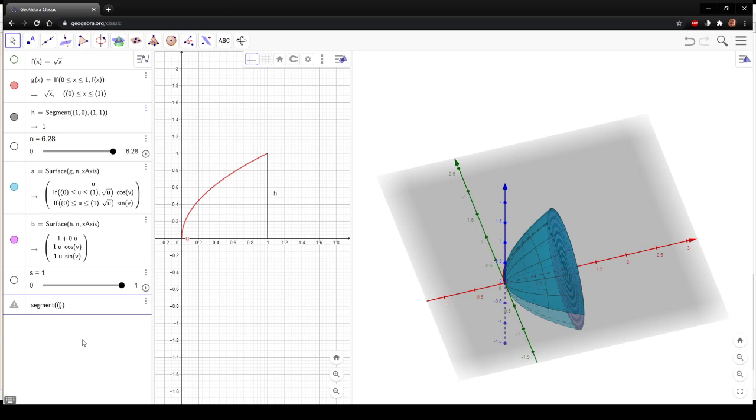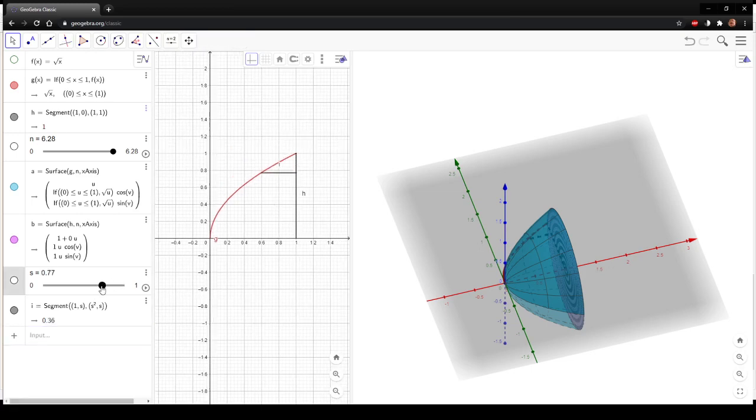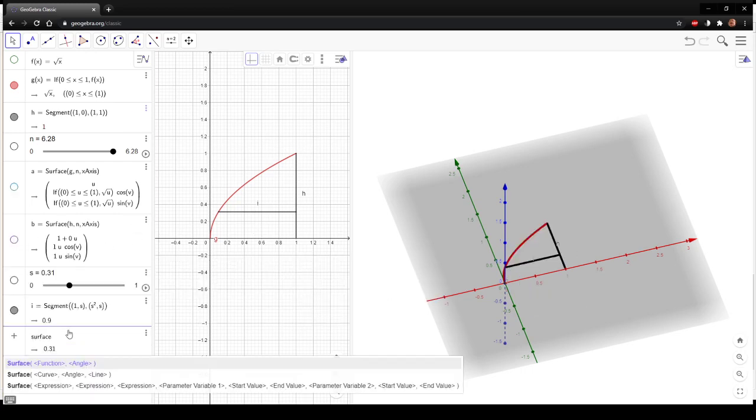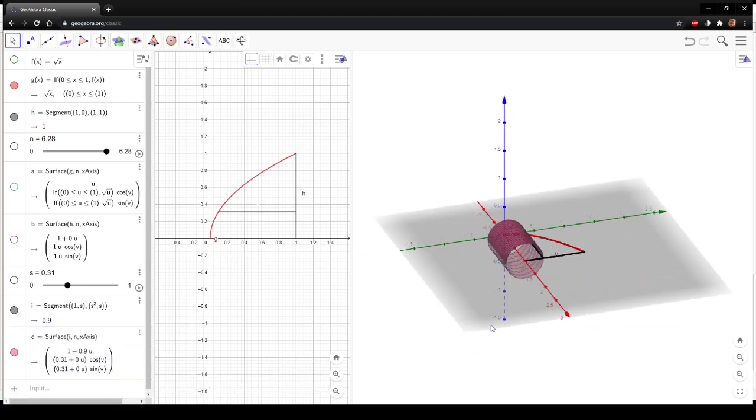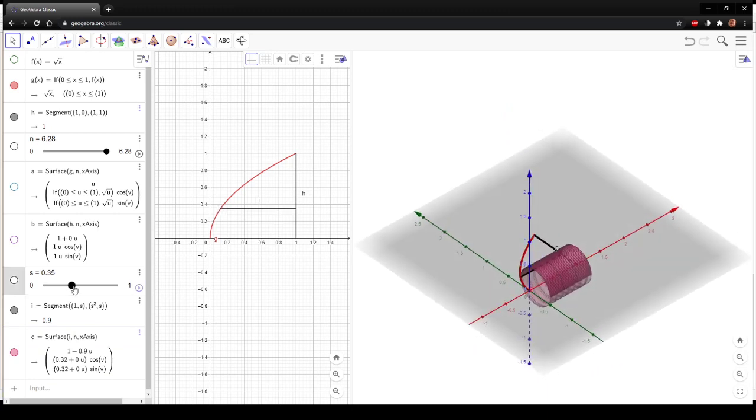Let's see. So we're going from 1 comma s, so that's going to be on the line segment, over to s squared comma s, right? Because variable of integration is y means we need to solve this equation. So x equals y squared. That gives us our slices. And then, if we rotate this slice, we should get our shells. And there you go. So there are our shells.